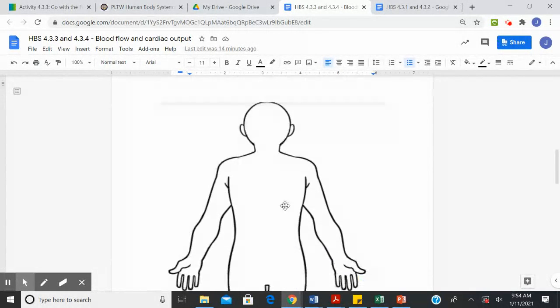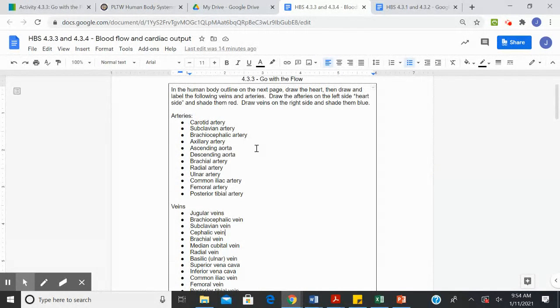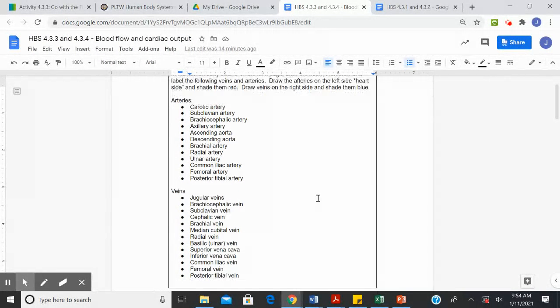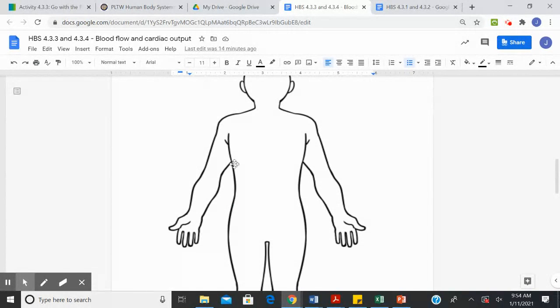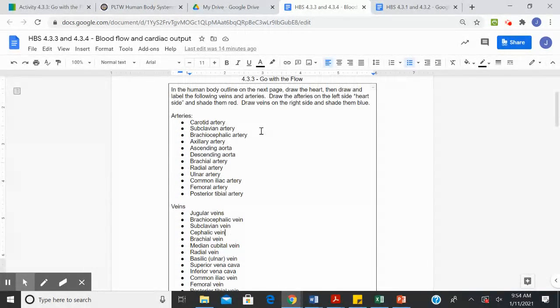And don't assume that they're exactly the same. Yes, some of these are named the same, but they have different pathways that they follow. So like the carotid artery and the jugular vein follow similar pathways, but not identical. So the right half of the body, where the right arm would be, is going to show the veins, the deoxygenated blood, and the left half is going to show the oxygenated blood, the arteries. Additionally, if you do that, then that would be good.